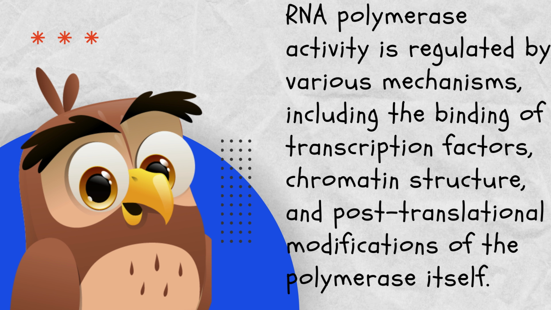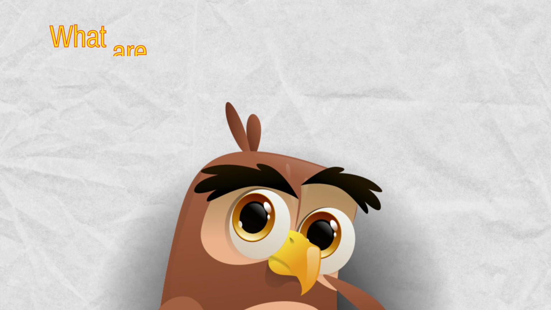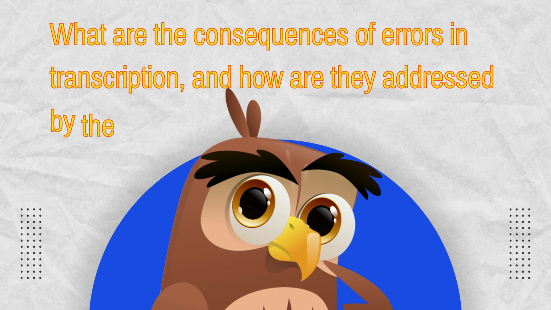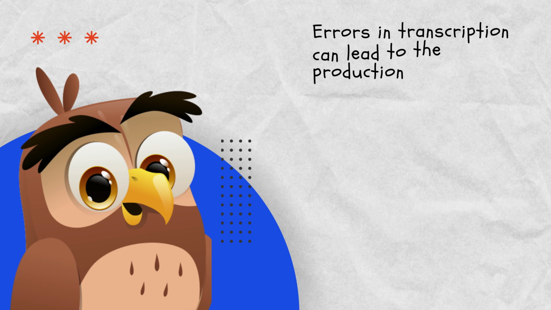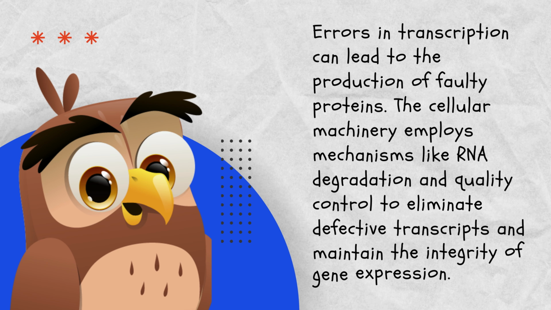What are the consequences of errors in transcription, and how are they addressed by the cellular machinery? Errors in transcription can lead to the production of faulty proteins. The cellular machinery employs mechanisms like RNA degradation and quality control to eliminate defective transcripts and maintain the integrity of gene expression.